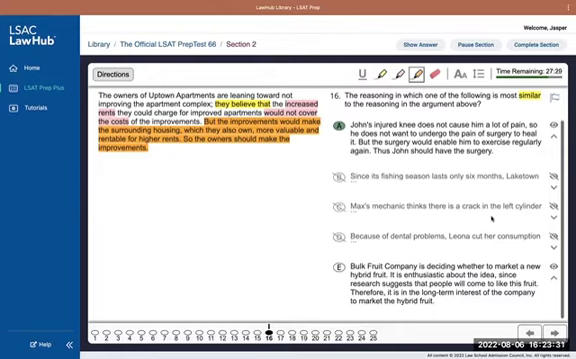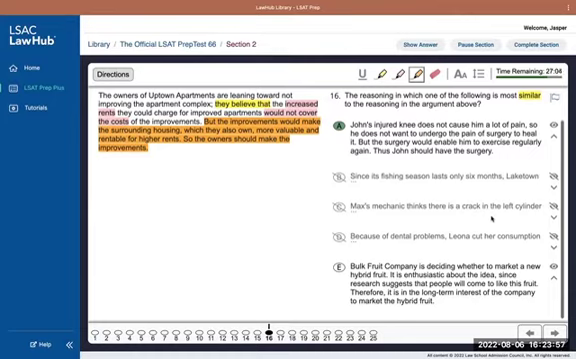E: Bulk fruit company is deciding whether to market a new hybrid fruit. Okay, great. So we've got a decision being made. So we want to know, what are they leaning toward? Why are they leaning toward that? And then we want to say, okay, well, here's something you haven't thought of that should make you lean in the other direction.